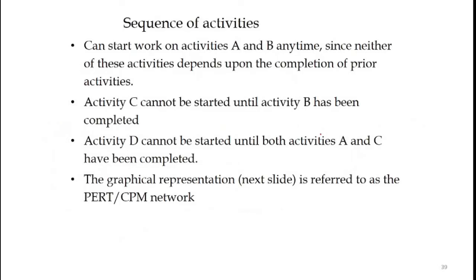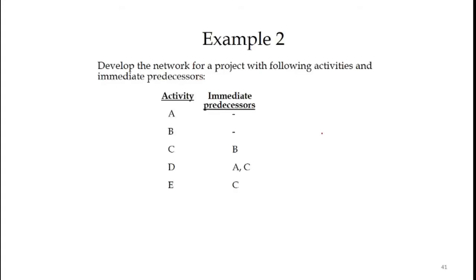So let's see another example. So this is an example. In this there are 5 activities which are given and immediate predecessors are given. For example, A doesn't have any immediate predecessor, B doesn't have any immediate predecessor, C has predecessor B, D has A and C, and E has C.